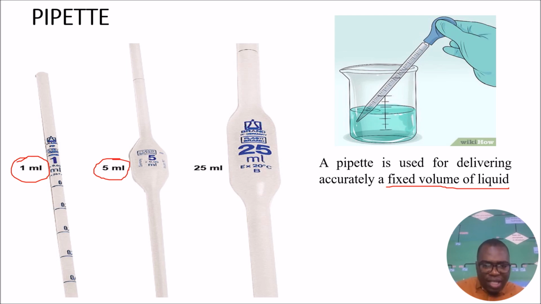Nothing less, nothing more. That's the way it works. If you are using the one which is labeled 25 ml, meaning it can only measure 25 ml, then when you are on the mark here, that is where the 25 is. If you're using a 5, that is where the 5 is. And then there is also here, it is nicely labeled. So the 1 ml is actually labeled nicely here.